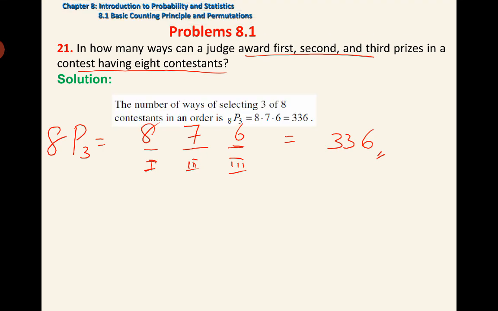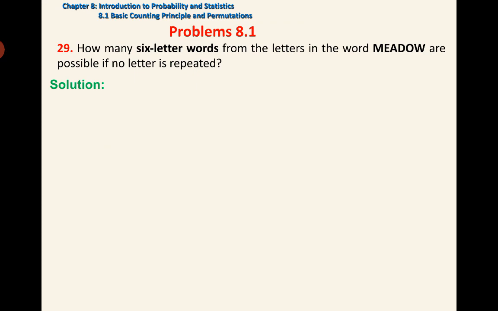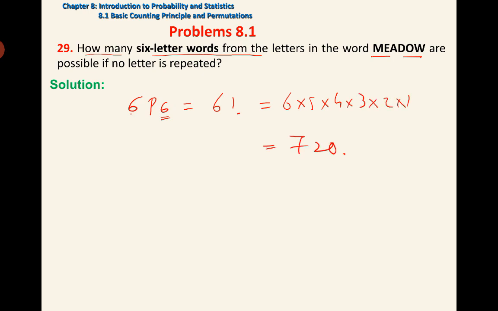And the last problem of this chapter that we are going to discuss today is: how many 6 letter words from the letters in the word made are possible if no letter is repeated? So there are only 6 letters here. All the letters are different, isn't it? So we have to choose 6 different letters out of 6 letters. So all letters have to be chosen out of n letters. 6 factorial. Use a calculator. 6 into 5 into 4 into 3 into 2 into 1, which is 720. That's the end of this video. Thank you very much.